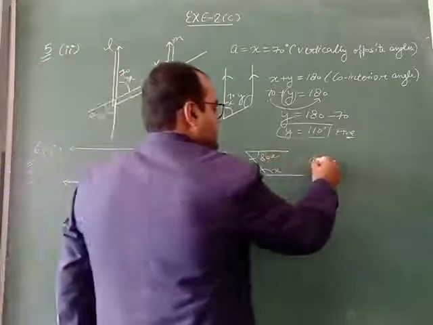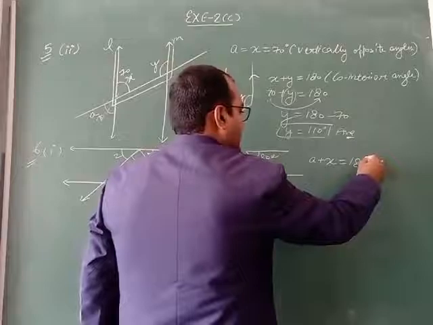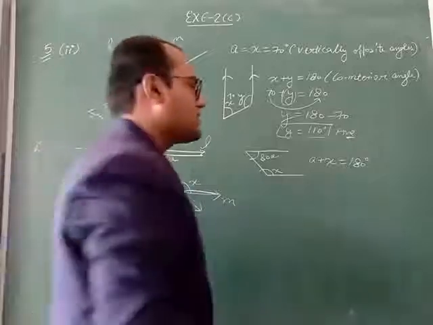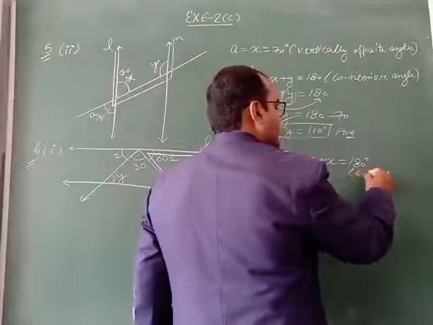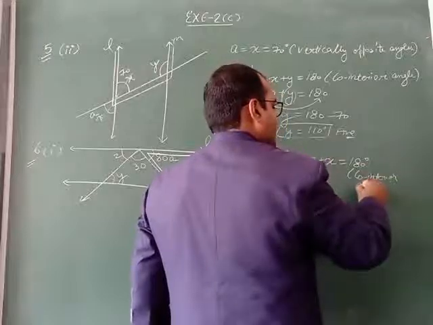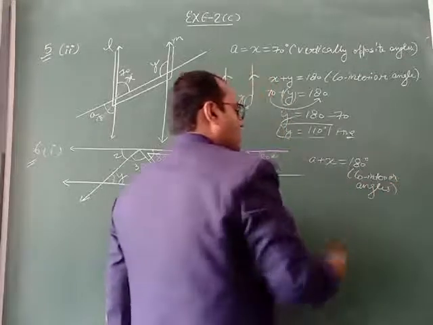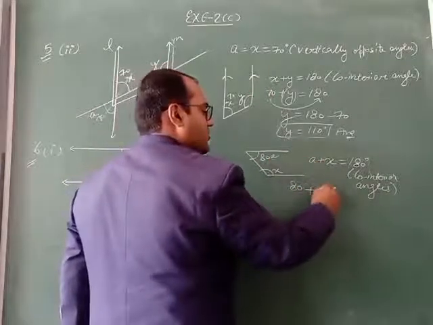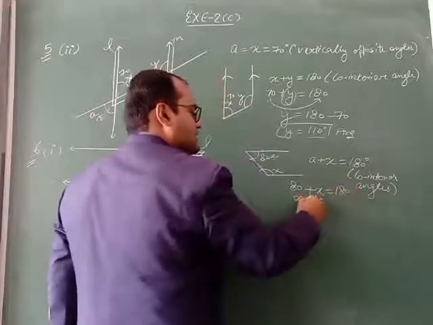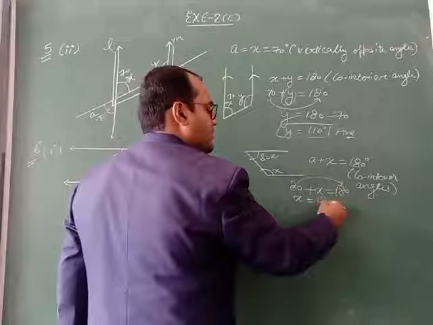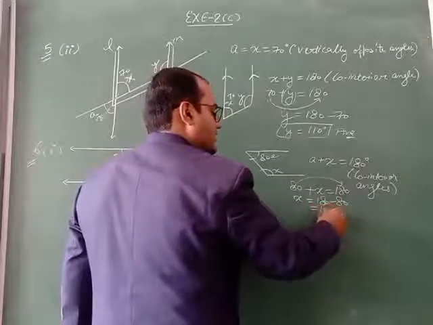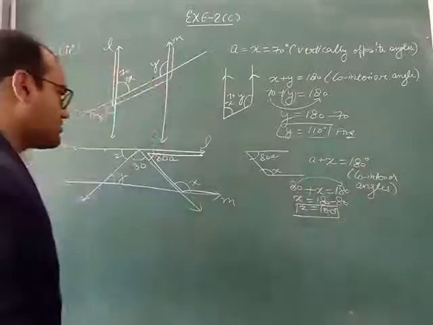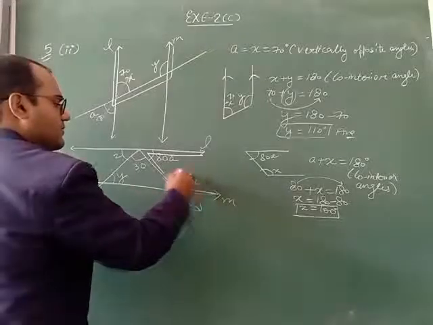So A plus x is equal to 180. U-shaped figure, sum we have to do. Sum means plus. On adding them we will get 180. These angles are co-interior angles. Now the A value we know is 80. So here we will write 80 plus x, which we don't know, is equal to 180. So 80 will come to the right side: 180 minus 80. On subtracting them we will get 100. So the x answer we got is 100 degree. So here we will write this is 100.